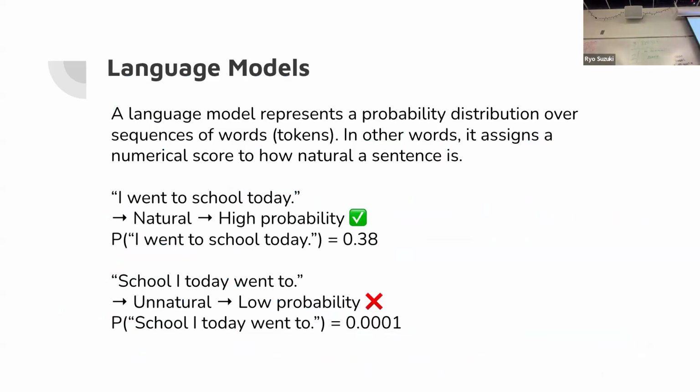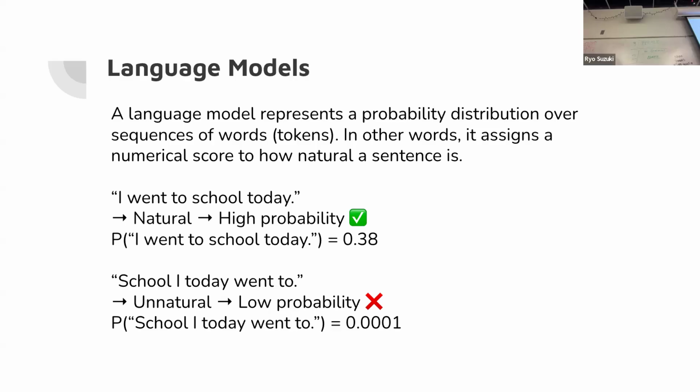So a language is just a set of words, right? And the words are also a set of characters. But in this case, we're only focusing on the words, right? You make English sentences by aligning words. But some sentences make sense, and some sentences don't make sense.